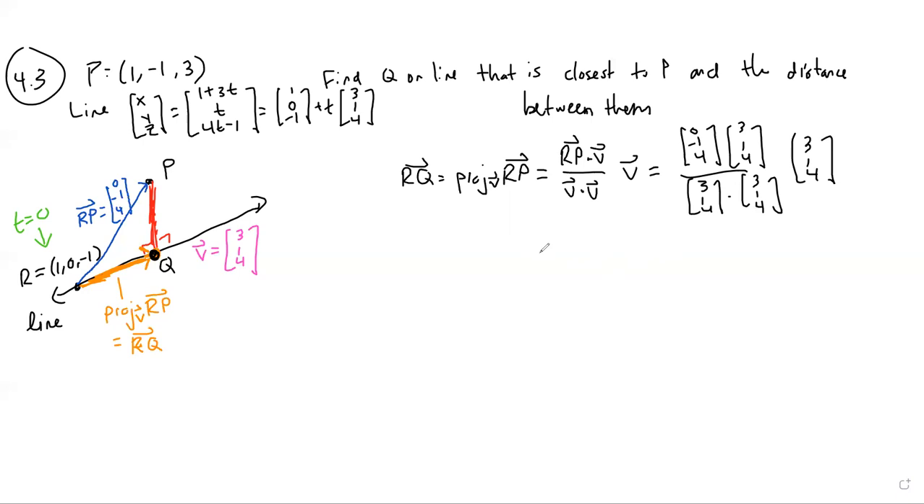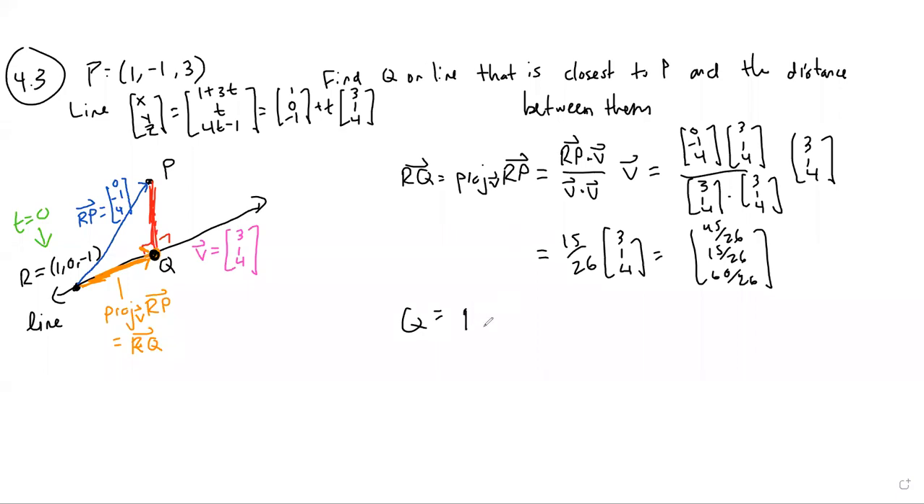And so when we do those dot products, we end up getting 15 over 26, times (3, 1, 4). So in other words, 45 over 26, 15 over 26, and 60 over 26. And there's no point in reducing those fractions. So we're going to just leave it like that. And so now, given that I know where R is, and I know the vector R to Q, I can now get Q. So Q is going to be, that's not a vector, that's just a point, sorry.